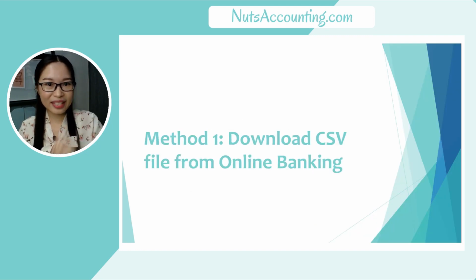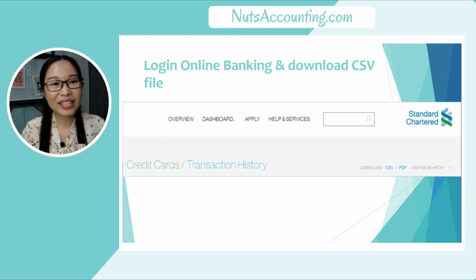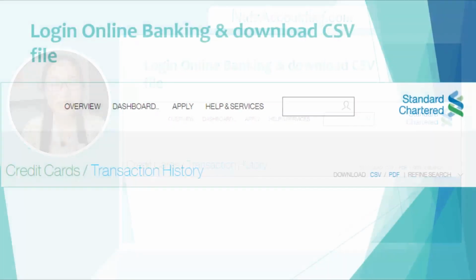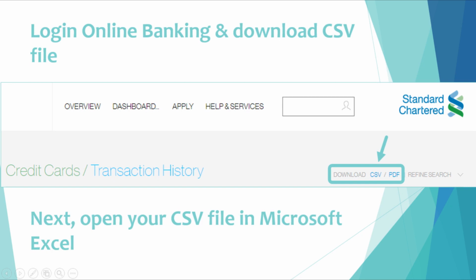So, method 1, download CSV file from online banking. All you need to do is log into your online banking and download your CSV file. In this example here, I am logged into my Standard Chartered Bank, and at the top part here, there's the download CSV link. So just click on this download CSV here, click on the CSV, and a CSV file will be downloaded to my computer. So next, open your CSV file in Microsoft Excel.